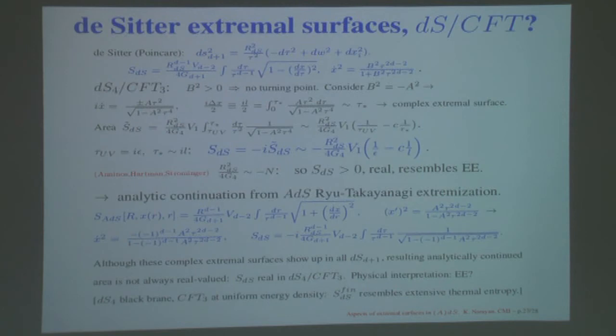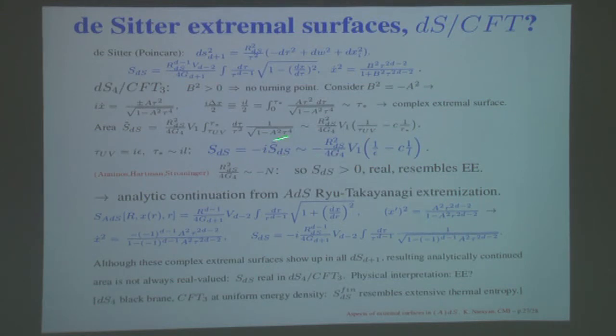But if B squared is negative, one has a turning point, and this procedure then looks very much like the Ryu-Takayanagi procedure itself in AdS. You get a complex surface instead that looks like that. The area integral then looks like this, where now I'm going to be careful relabeling the ultraviolet cutoff on tau and the turning point tau star. Investigations in dS/CFT suggest that this ultraviolet cutoff, the tau ultraviolet, should really be i epsilon. If you do all this, what you end up with is something like that.